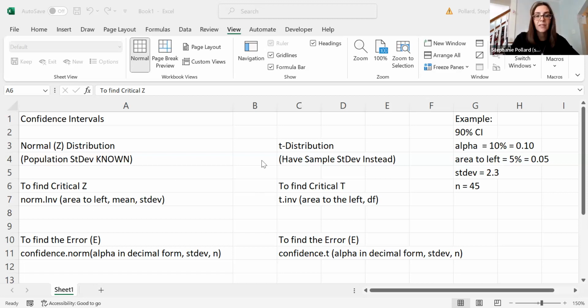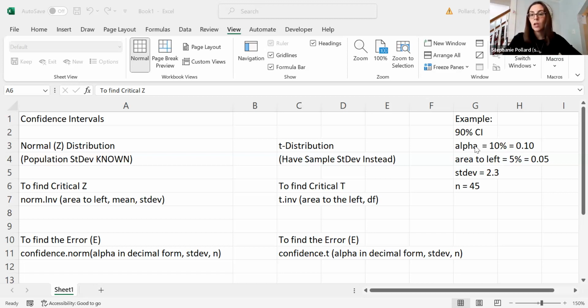In both cases, you have to give the area to the left. For the norm inverse, you would then give the mean and standard deviation. And then for T inverse, you would actually give the degrees of freedom, which uses the sample size instead. Now, I'm going to do an example and pretend we're looking for a 90% confidence interval. What happens there, you would have 90% in the middle of your graph. And again, we're doing a standard confidence interval that's centered in the middle. And to get to 100%, we would have 10% left over.